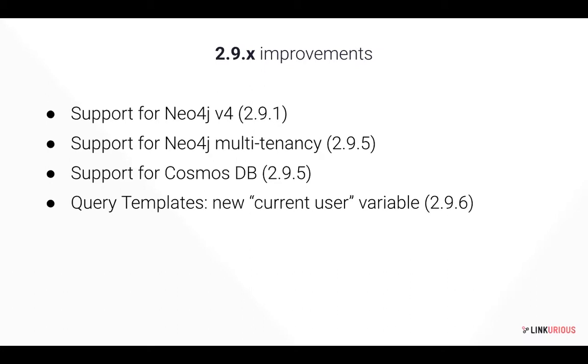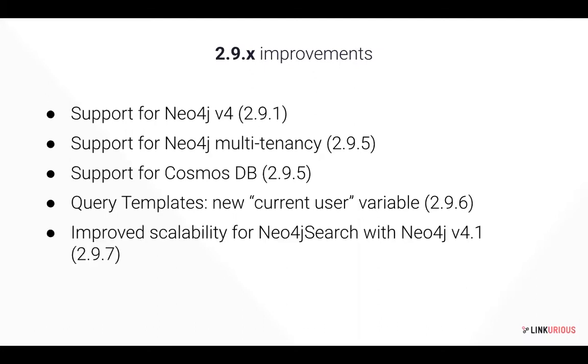We also introduced a new current user variable for the query templates as part of 2.9.6. I'm not going to cover it right now, and we'll have a deep dive very soon on query templates. So if you are interested, you can attend this webinar, obviously, or go look up the documentation. We also improved the scalability for Neo4j search with Neo4j v4.1, and this was released as part of the 2.9.7 release of Linkurious Enterprise.